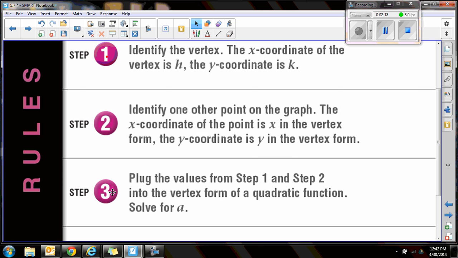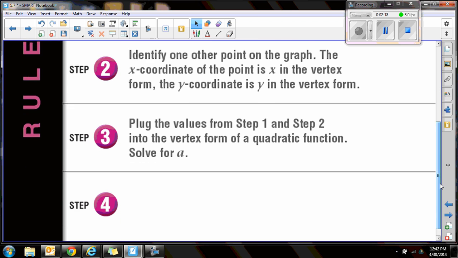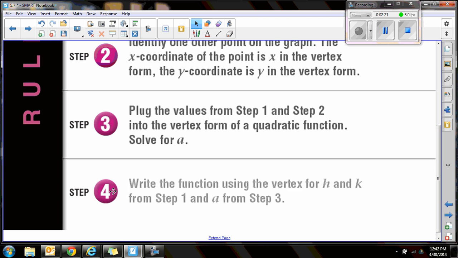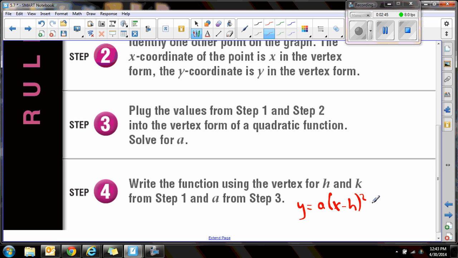When you plug these in, you should have one variable remaining. That variable should be a. Go through, solve for a, and once we find out what a is, we're going to rewrite the final equation with h, k, and a all being plugged in. Remember, the y and the x are part of the equation, so they should be there in the very end. Ultimately, you're looking for an equation that looks something like this. Y equals a times x minus h squared plus k, where a, h, and k are all values that we've solved for.